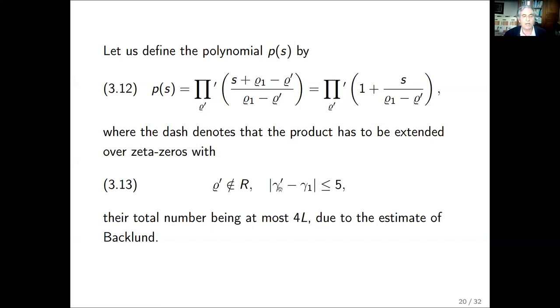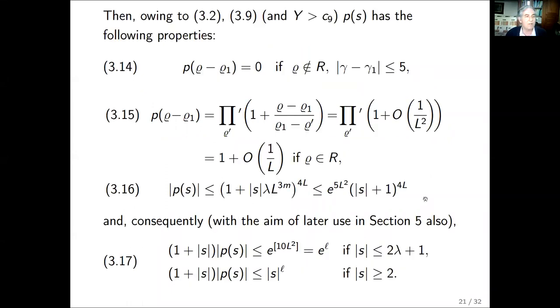And so for those zeros which are at most a constant distance from our given zero rho 1, and are not elements of this small group of zeros which are very near to each other, we define this function for this rho prime. And then it turns out that in the expression, not rho itself, but the distance rho minus rho 1 plays an important role. P of rho minus rho 1 will be equal to zero if rho is not an element of this small group and is at a distance at most 5. So those zeros will not count at all, as you will see later.